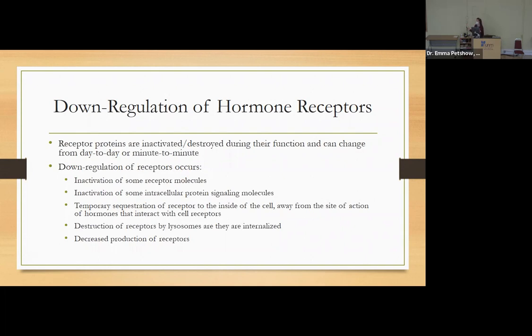Destruction of the receptors literally by a lysosome. They're internalized and digested, or there's just decreased production. So any one of these factors can downregulate your hormone receptors. And if your hormone receptors are downregulated, your hormones' ability to bind and become active is going to be downregulated. So when we talk about systems of control of the endocrine system, you can apply these same techniques and tools across the board.